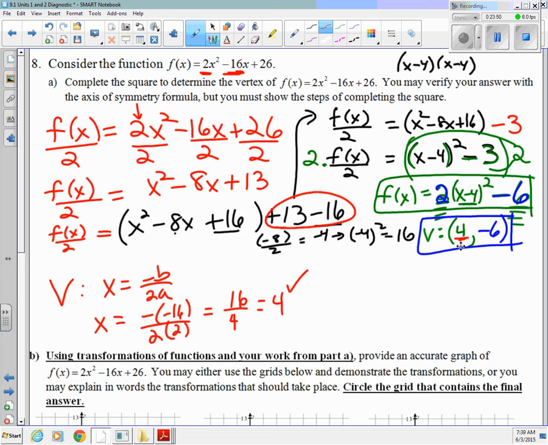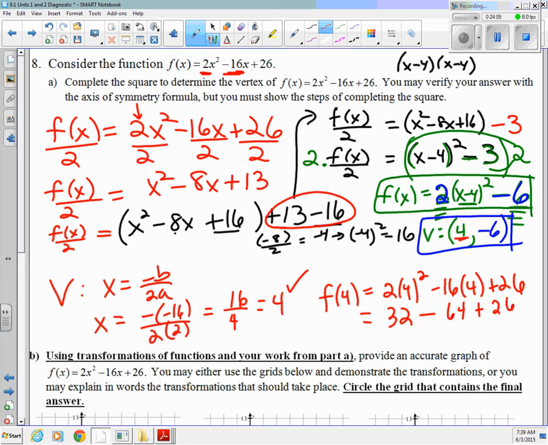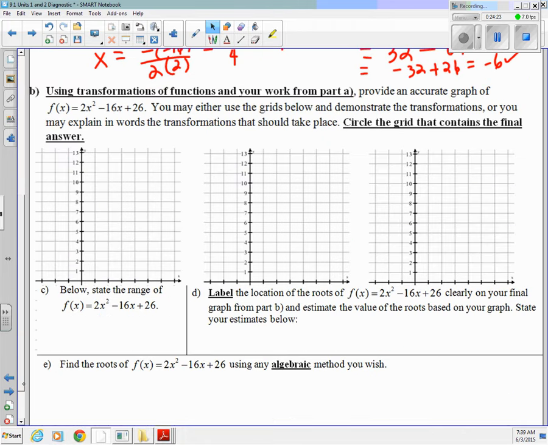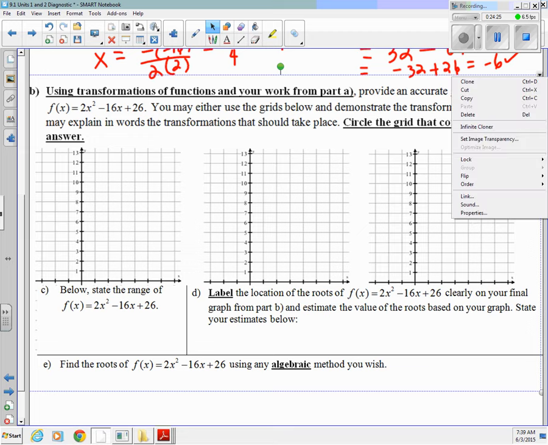My y-coordinate, I would plug in 4 into the parabola. So f of 4 is 2 times 4 squared minus 16 times 4 plus 26. 4 squared is 16 times 2 is 32. 16 times 4 is 64. So 32 minus 64 is negative 32 plus 26. I get the negative 6 that I had here. So you can use the formula for the vertex of the parabola to verify that, but I'm asking you specifically to complete the square.